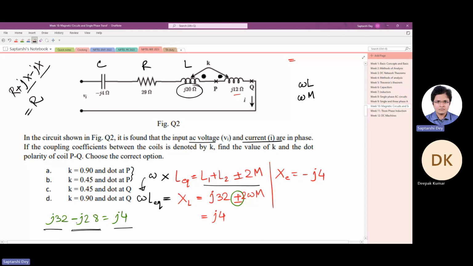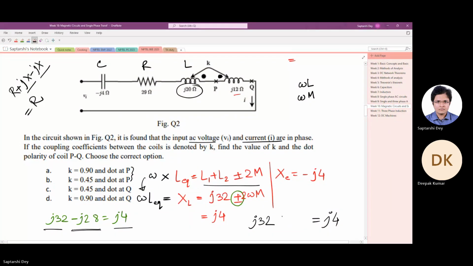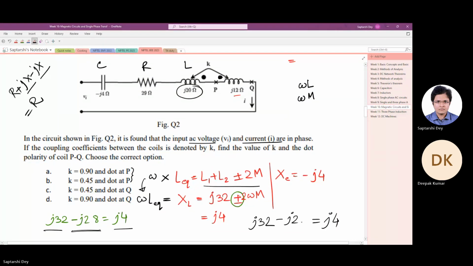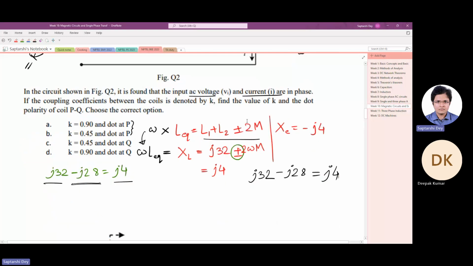Since the other member has to be negative, we know that the dot has to be at the P terminal. It has to be opposing, or differentially coupled. So from where does j28 come? I have j32. I want to make this j4. You tell me how much to put. Yes, j28 minus. And it is minus, so the minus sign tells us that the dot has to be at P. They are differentially coupled.